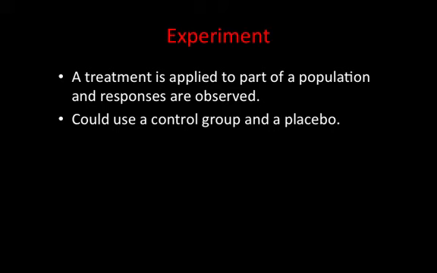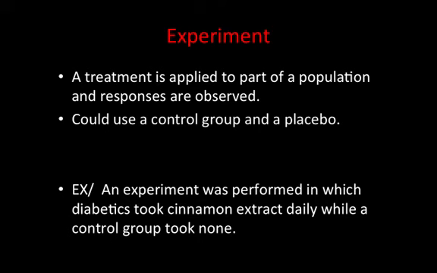The main difference between an observational study and an experiment is that in an observational study, a researcher does not influence the responses, whereas in an experiment, a researcher deliberately applies a treatment before observing the responses. For instance, we can perform an experiment in which diabetics took some sort of cinnamon extract daily, while a control group took none. And after 40 days, the diabetics who took the cinnamon reduced their risk of heart disease, while the control group experienced no change at all.